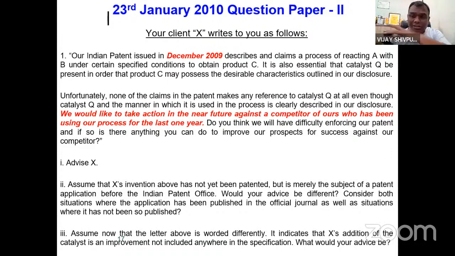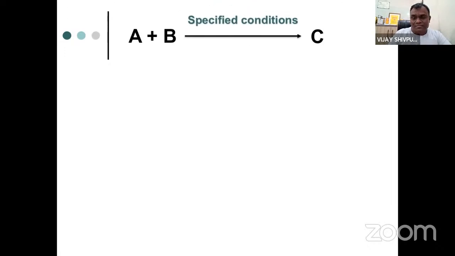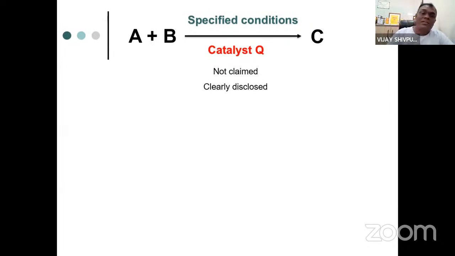I had to try to read each and every statement, each and every word actually. There is A plus B. They are my reactants, that's what we call in chemistry. Then it gives you C under some specific conditions. And what is required is catalyst Q, which is not claimed, but it is clearly disclosed in the specification.